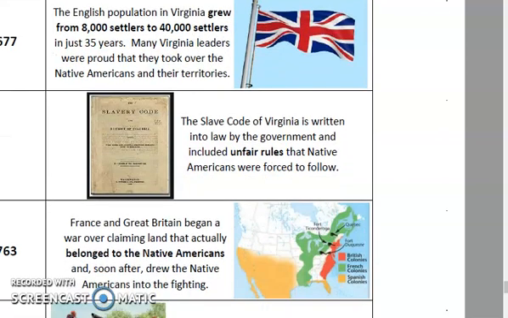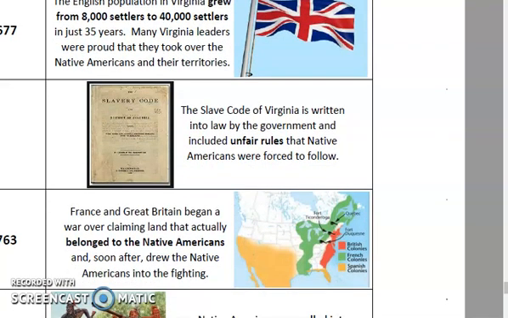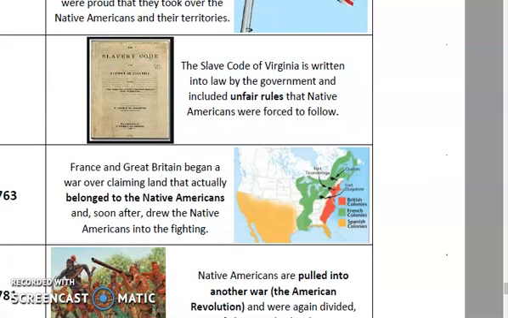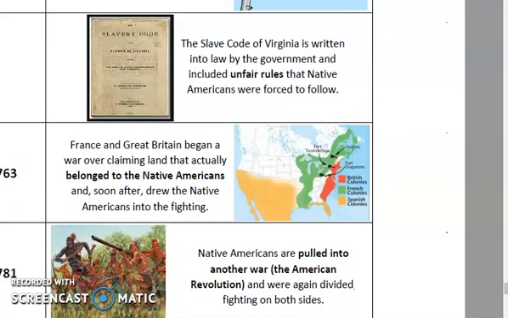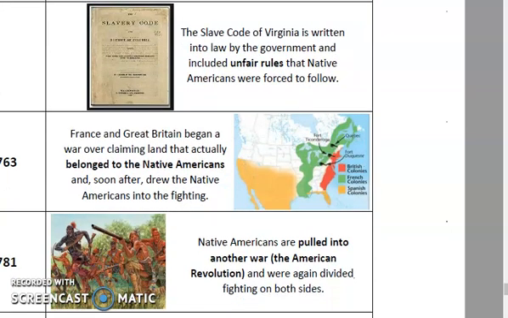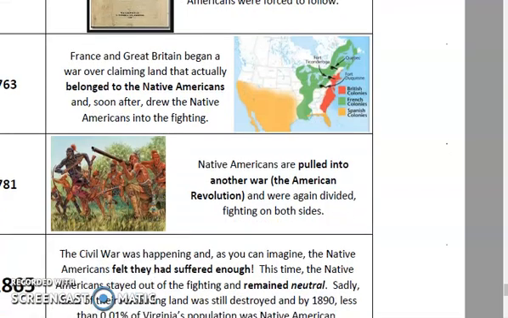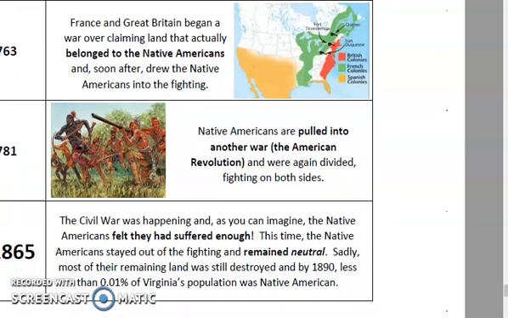1642 to 1677. The English population in Virginia grew from 8,000 settlers to 40,000 settlers in just 35 years. Many Virginia leaders were proud that they took over the Native Americans in their territories. 1705. The Slave Code of Virginia is written into law by the government and included unfair rules that Native Americans were forced to follow. 1754 to 1763. France and Great Britain began a war over claiming land that actually belonged to the Native Americans, and soon after drew the Native Americans into the fighting.